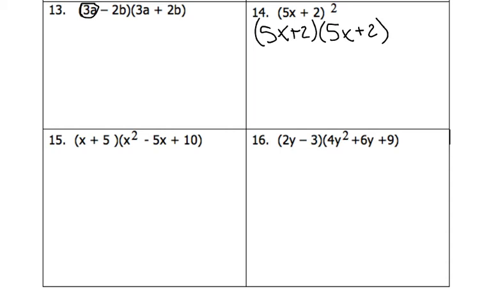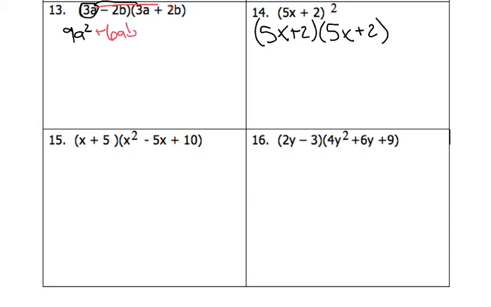So let's start off with 3A. And we're doing 3A times 3A. And 3 times 3 is 9. A times A gives us the A squared. Now 3A times 2B. 3 times 2 gives us 6. You have an A and a B, so that means you have to keep it, A and a B.